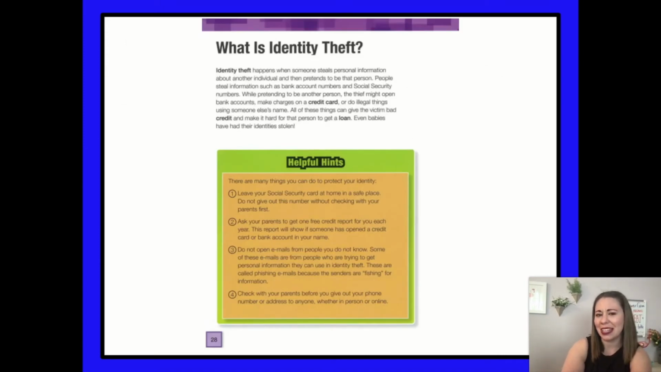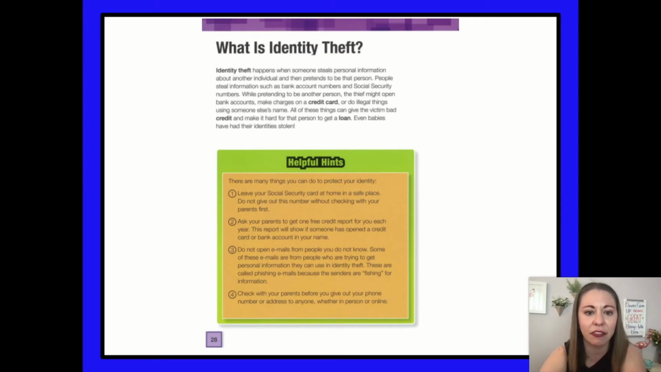Ooh, what is identity theft? This is another one. Dun, dun, dun type moment. Identity theft happens when someone steals personal information about another individual and then pretends to be that person. People steal information such as bank account numbers and social security numbers. While pretending to be another person, the thief might open bank accounts, make changes on a credit card, or do illegal things using someone else's name.